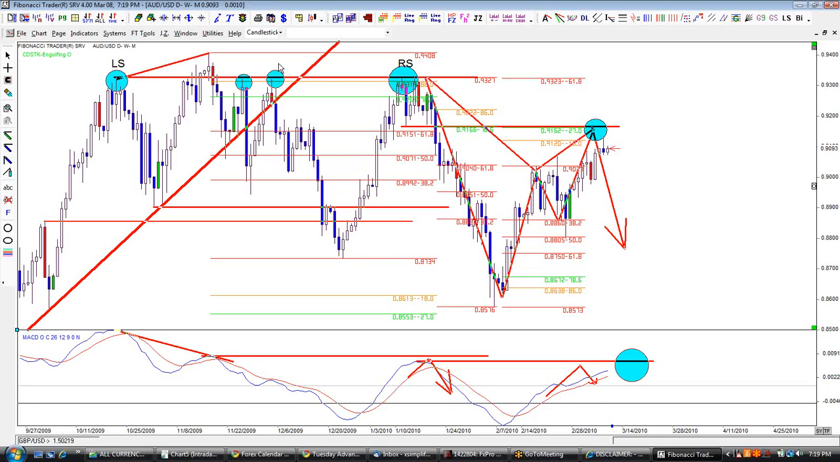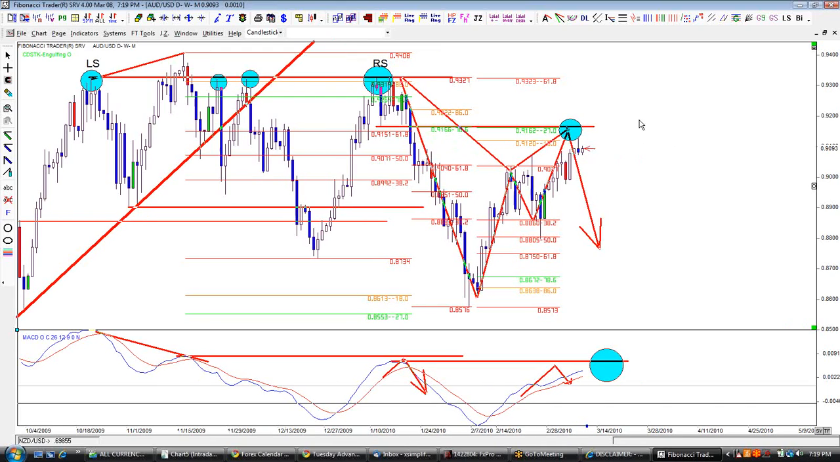Also daily, we had a bearish head and shoulders. The market dropped, and now it's coming back, forming a bearish gargle at 0.9166. So around the 0.9160, 0.9170 area, we will be looking for sell opportunities.